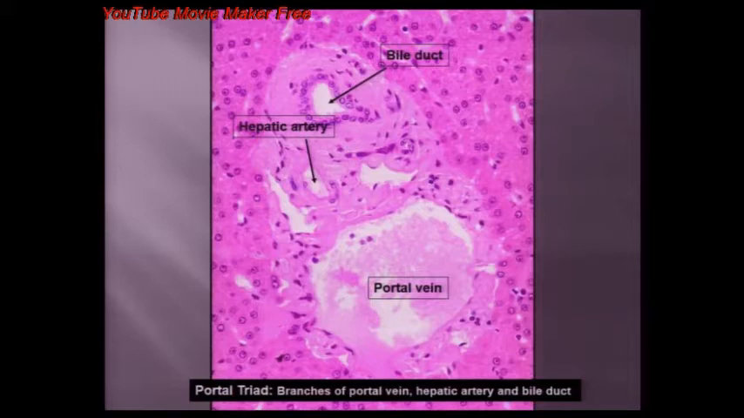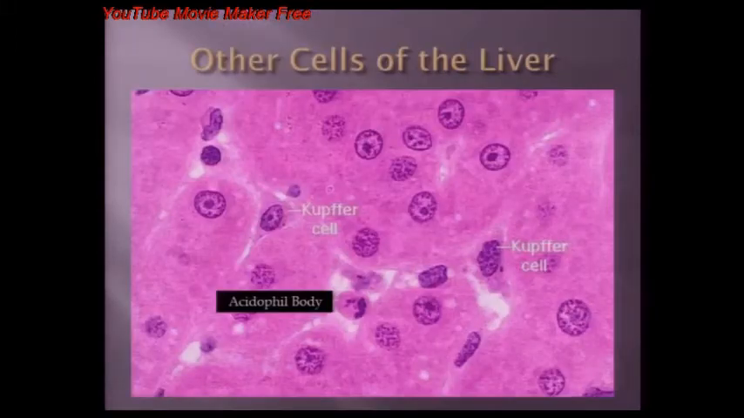Notice most portal tracts have very little inflammation. You may find 1 or 2 lymphocytes or plasma cells normally in a portal tract, but really you should just see pink connective tissue. You shouldn't see many of those blue cells, those blue chronic inflammatory cells, in the portal tract. Other cells of the liver, the Kupffer cells, are part of the reticuloendothelial system.